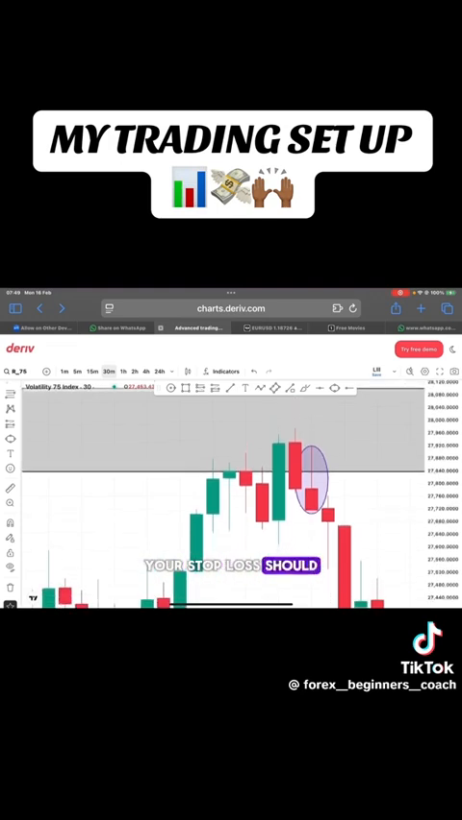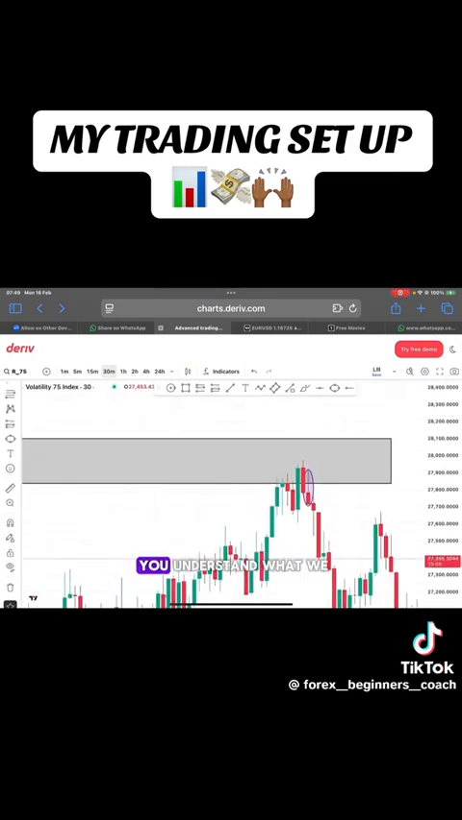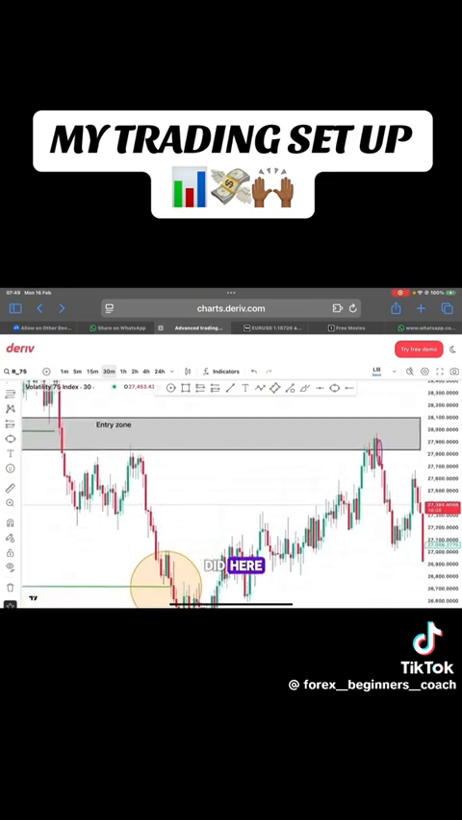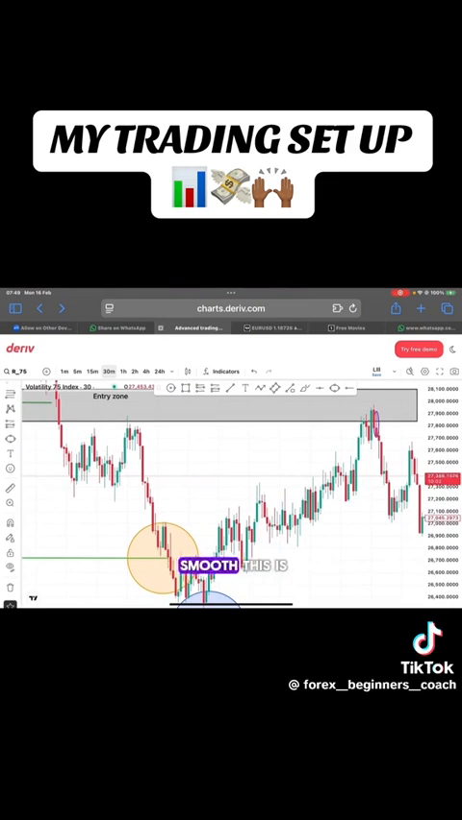Your stop loss should be above your confirmation candlestick or above your entry zone. It doesn't really matter, because as long as it's above your confirmation candlestick, you can ride it to the exit smooth and clean. Okay, so I'm going to shrink this back so you understand what we did here. Can you see how smooth this is? Once the market got to your entry zone, you look for a confirmation candlestick and you get in.